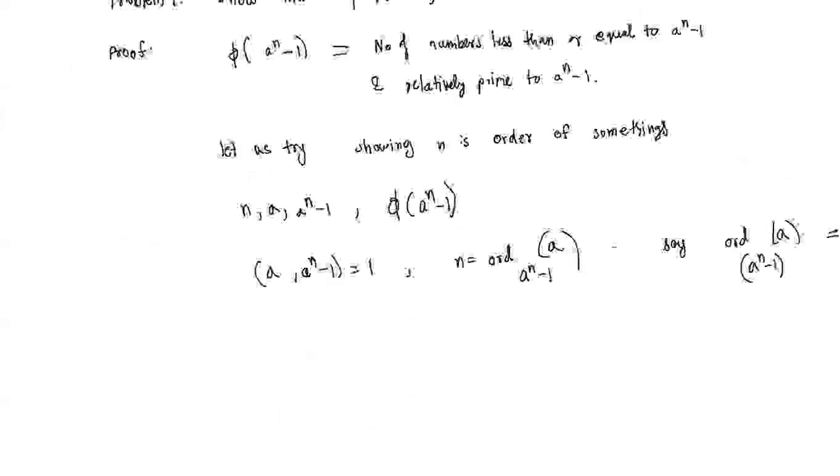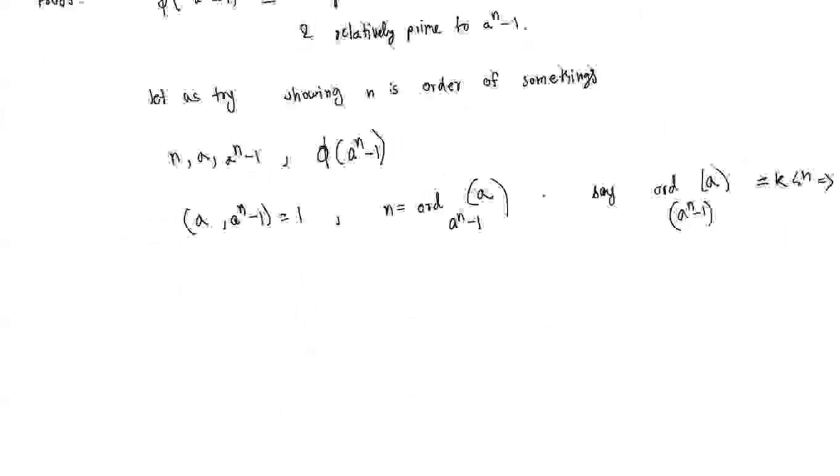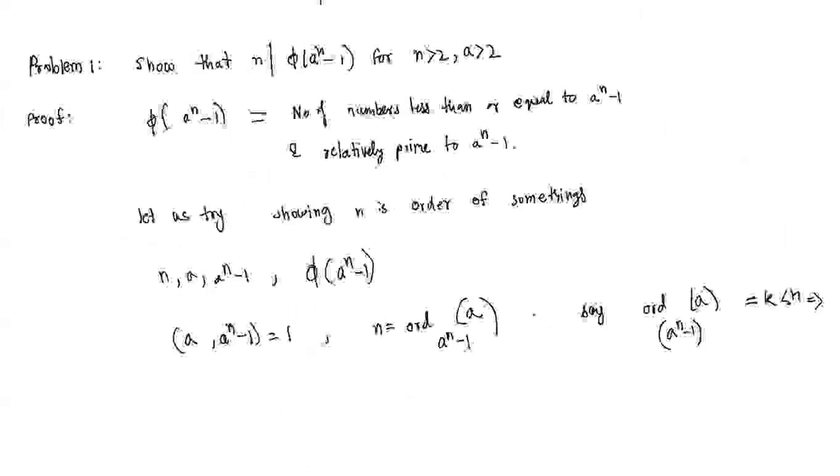Can you explain this proof again? Sure. The proof is not done. Currently we found that n is the order of something, and the something we got is a modulo a^n minus 1. So we claim that n is the order of a modulo a^n minus 1.